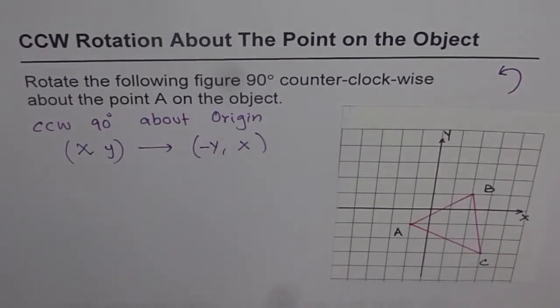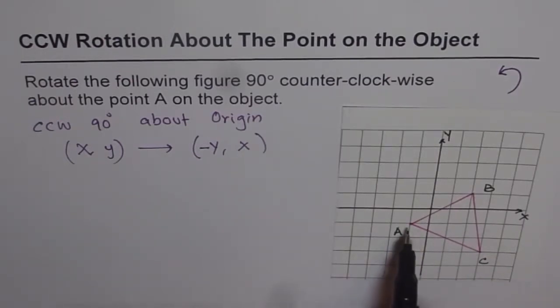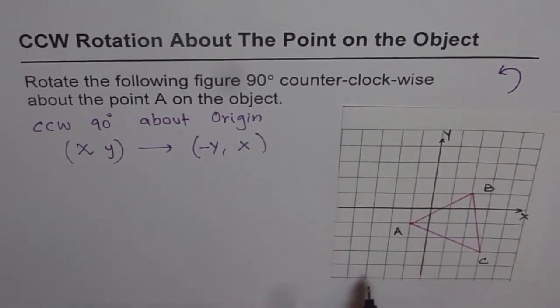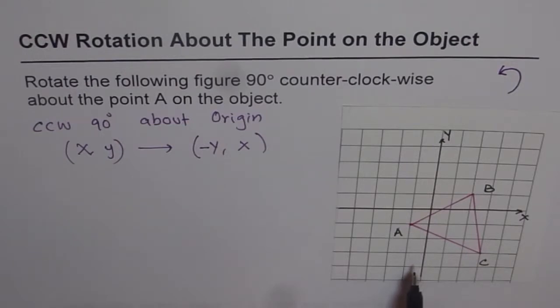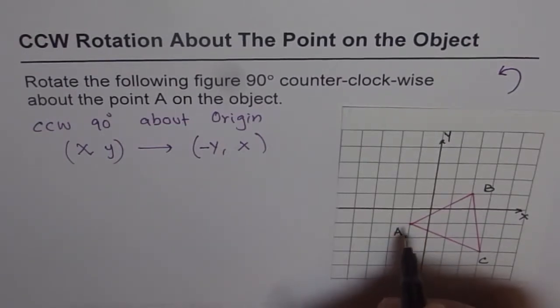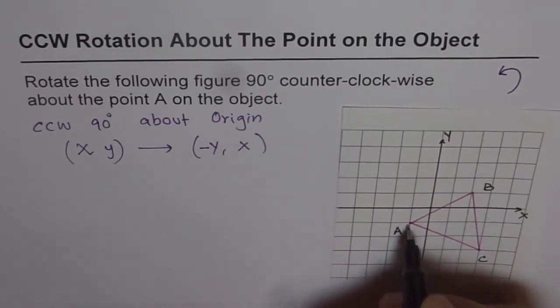Now we'll use this rule, but we can't really use it since the point about which we have to do rotation is not the origin. So what can we do? Well, the trick here is change the origin to the point. Okay, so let's do that. But if we do that, we are making a new coordinate axis altogether, right? So let's make a new coordinate axis, and this time our axis will have A as the origin.